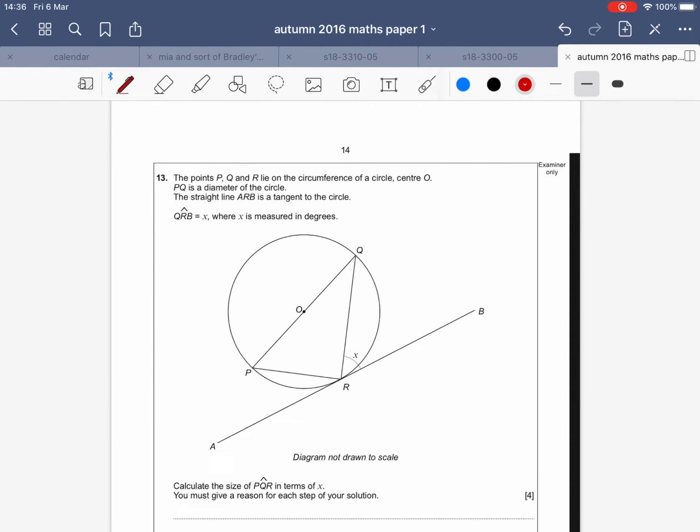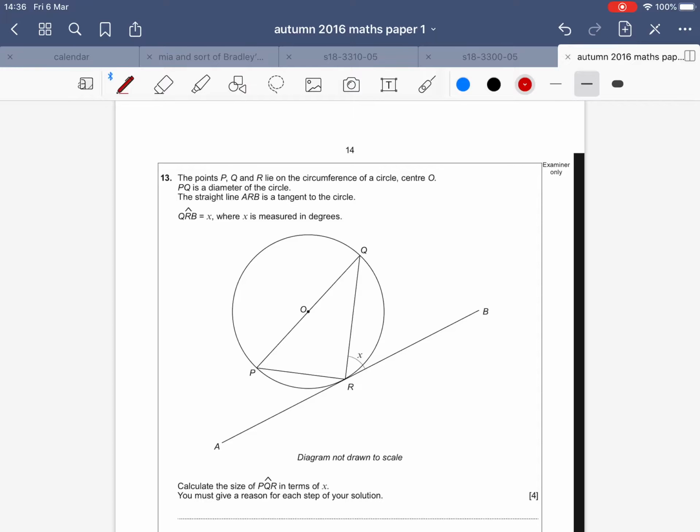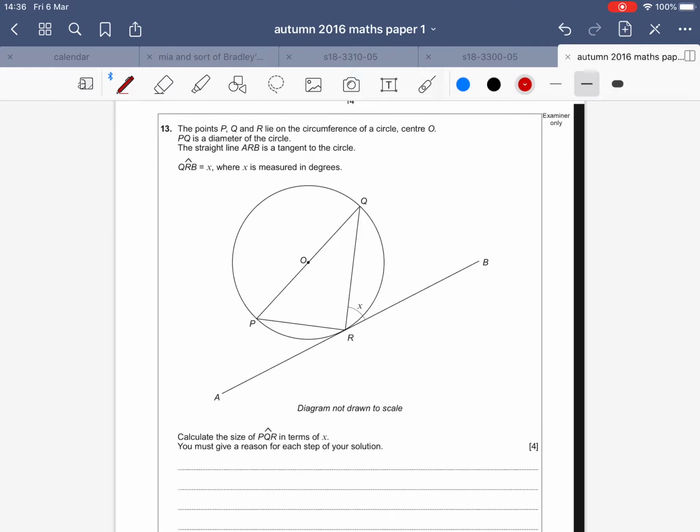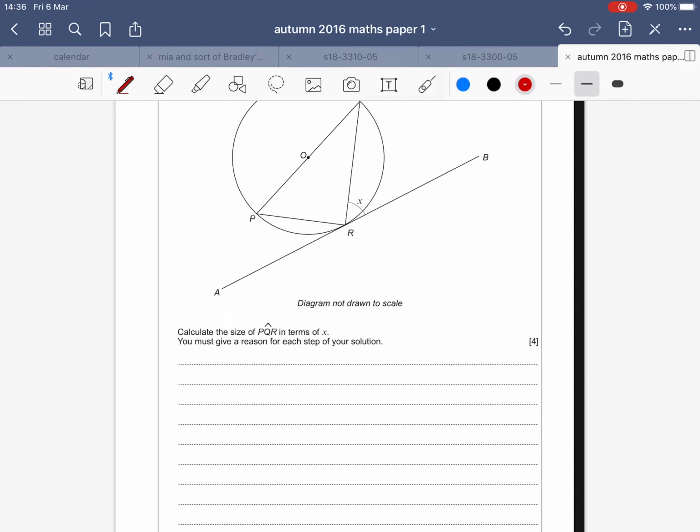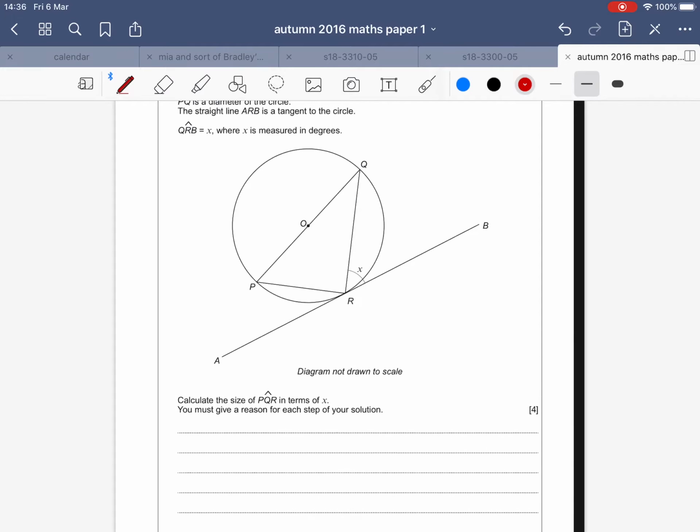Right, question 13. We've got points P, Q and R lie on the circumference of the circle, centre O. PQ is the diameter of the circle, therefore the opposite angle is 90 degrees. A straight line ARB is a tangent to the circle, so we've got the alternate segment theorem there. QRB equals x, where x is measured in degrees. Calculate the size of PQR in terms of x.